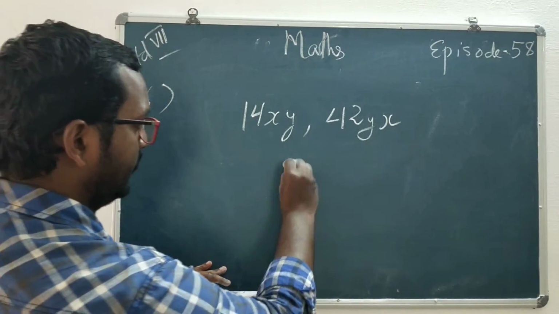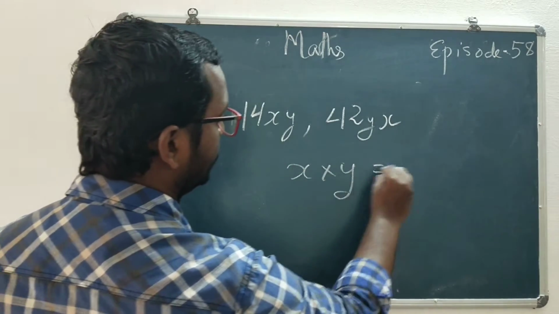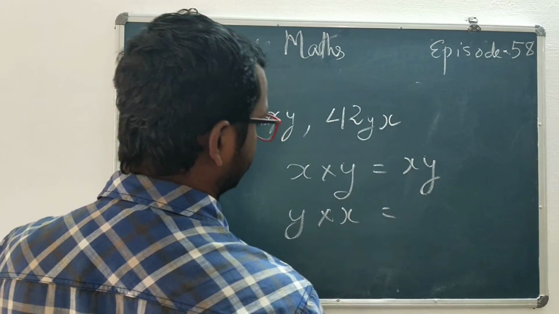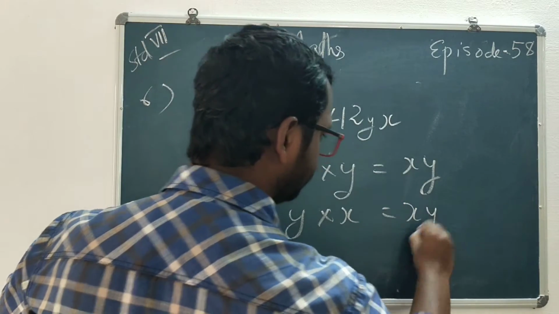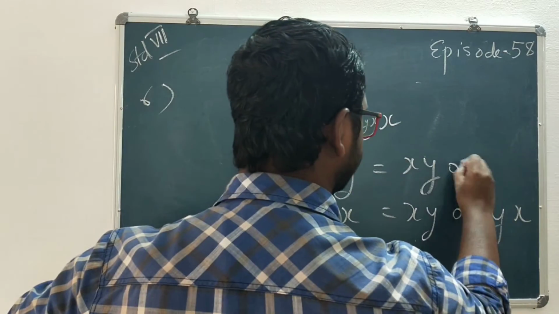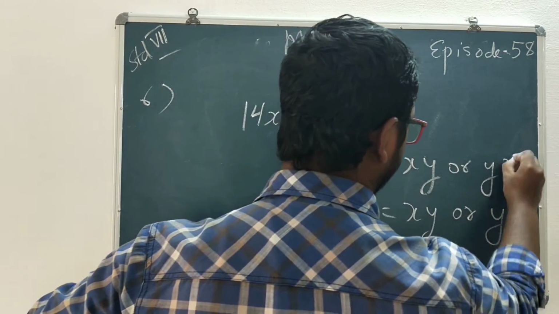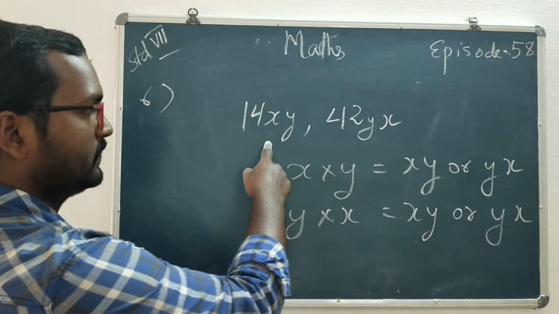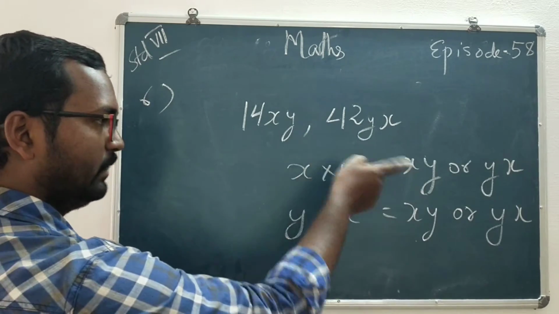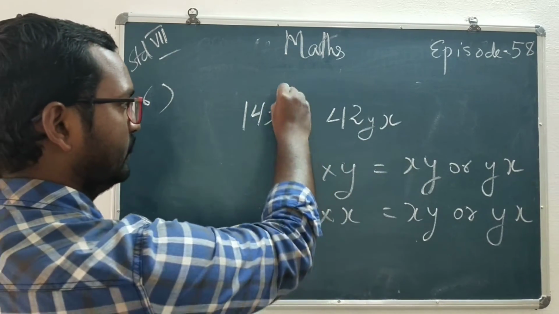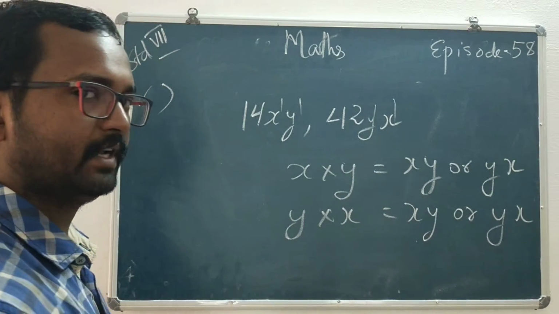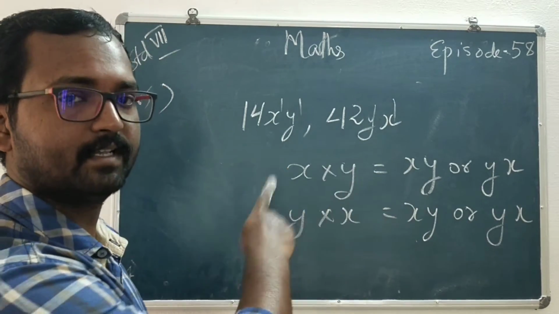Similarly, x into y is xy. Y into x, you can write it as xy or you can write it as yx. This also you can write it as xy or you can write it as yx. So xy and this is also xy only. So the variable is the same and their power is 1, here 1, here 1, here 1, here 1. Because the power and the variable are the same, we can say these are like terms.